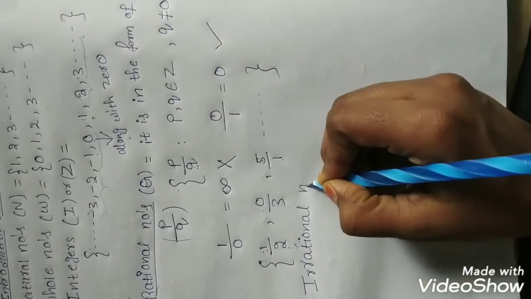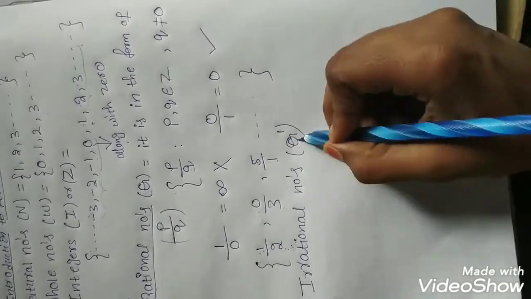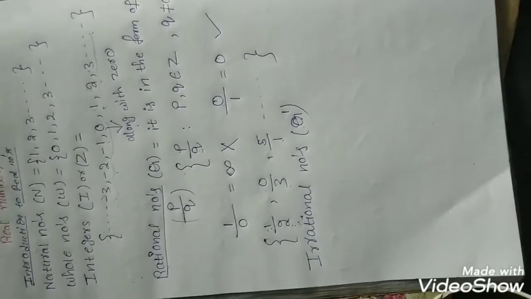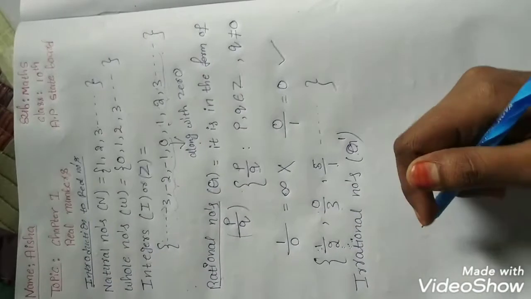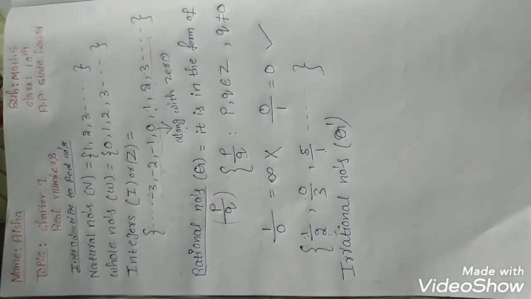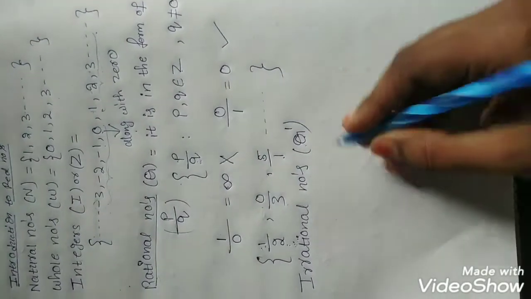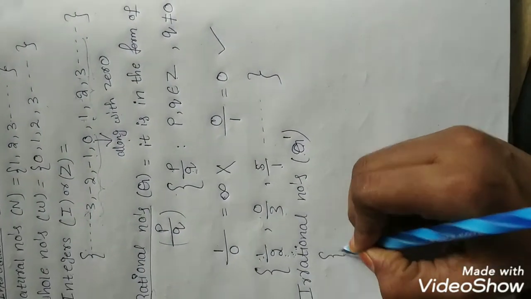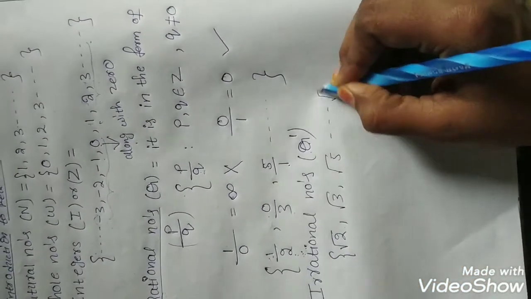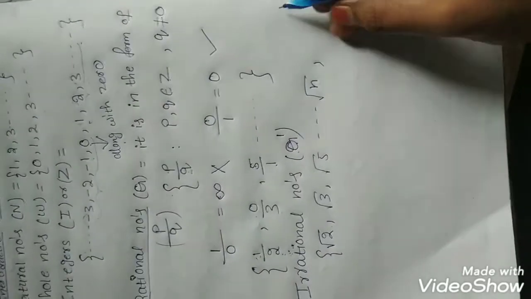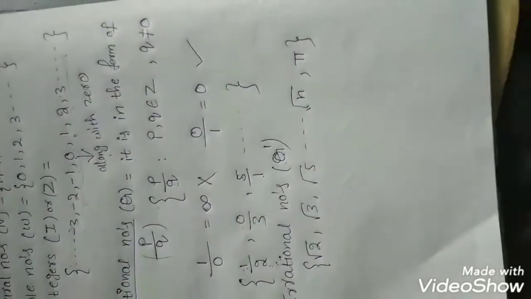So what are irrational numbers? We can denote irrational numbers as Q dash. Simply, we can say the definition of an irrational number is: which is not a rational number is called an irrational number. We can say it like that also. So we can write √2, √3, √5 and so on, root n, anything in root value. Next, pi is also an irrational number.